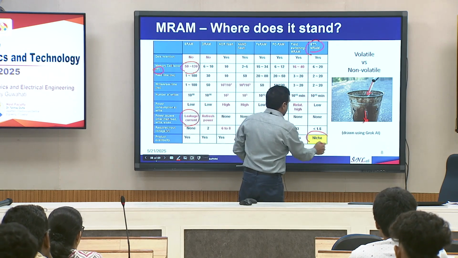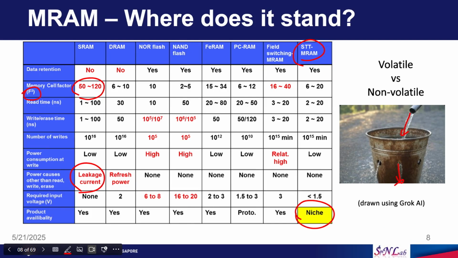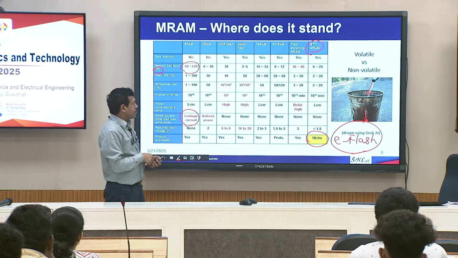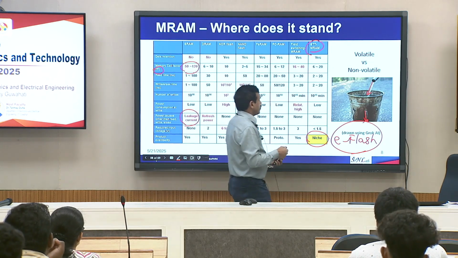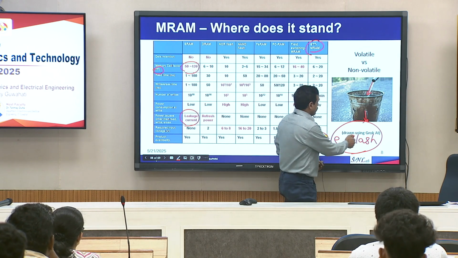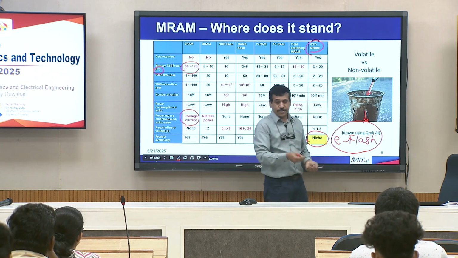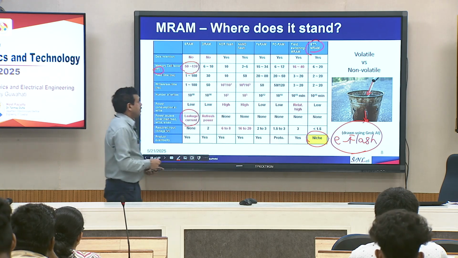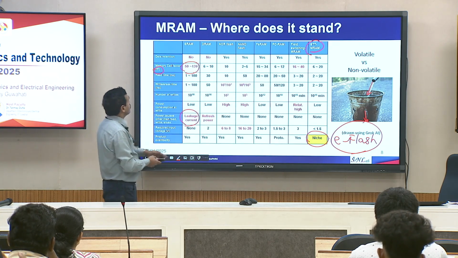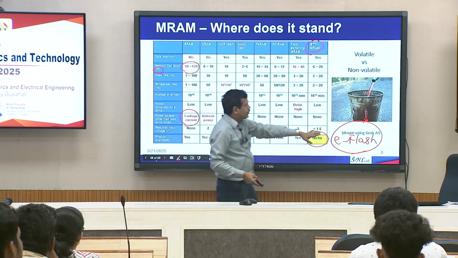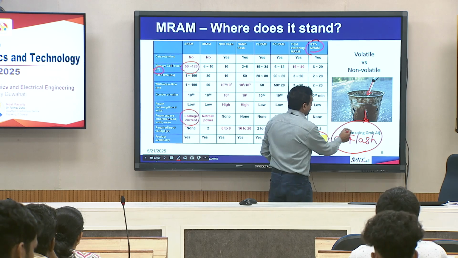STT-MRAM has certain advantages and it has been implemented as a niche memory replacing something called E-flash. So, E-flash is some memory in your, say, digital watch or mobile phones where some programs are stored. Okay. So, when you start your phone or your watch, the program will be taken from this E-flash and run, things like that. Okay. So, there is some small memory different from SRAM or MRAM. This is another type of memory, non-volatile memory.